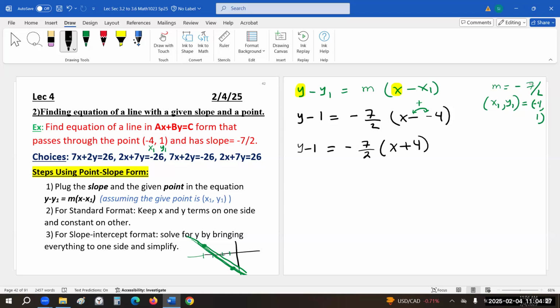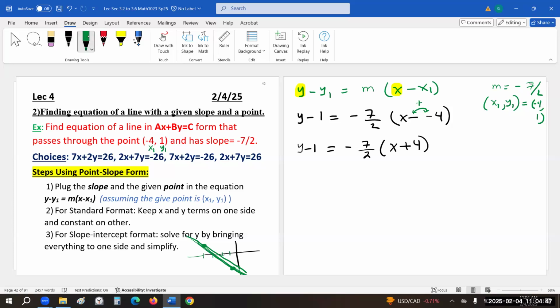Exactly. Look at all the choices they gave us. Multiple choices. They want us to write down in standard form. It means bring x and y together next to one another and constant alone. X cannot be negative and we cannot have any fraction in our equation.